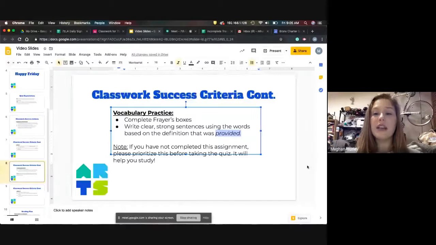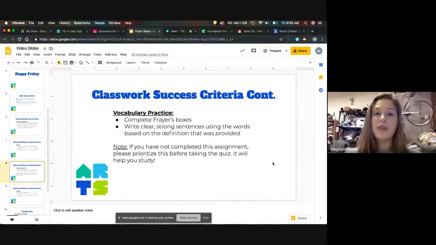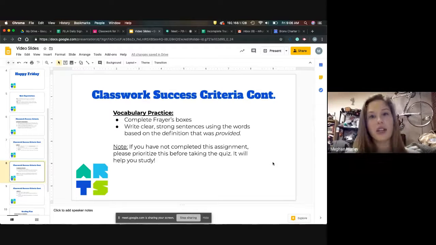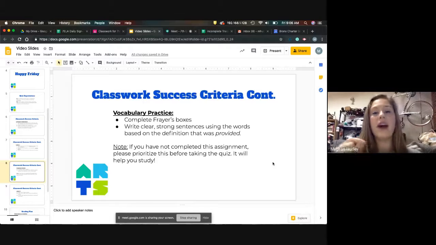I want to be clear with this because specifically for the word class, some students were using the word class as in English class or social studies class. The definition is talking about class as in socioeconomic class or like a status in a society. So make sure that you're using that word correctly in your practice.